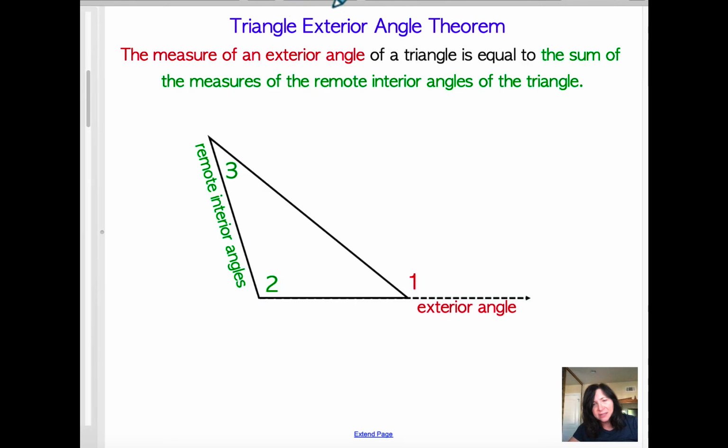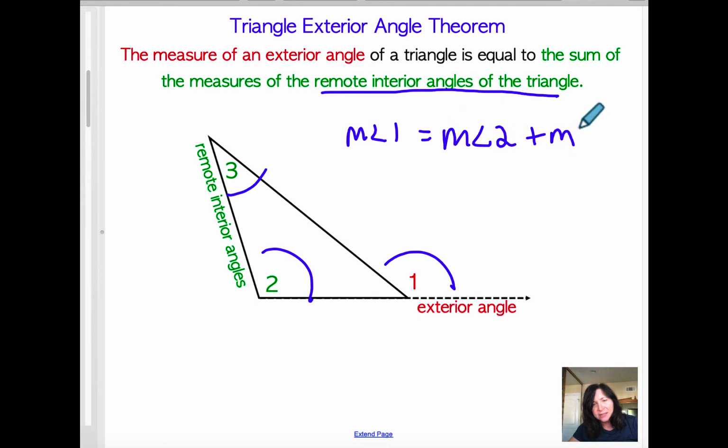So then we have something called the triangle exterior angle theorem. This is very important. It means that the measure of angle 1 equals the sum of the two remote interior angles. Remote meaning away from, not next to, but away. This angle here would be next to, so that's not the angle I want. They're saying angle 1 is equal to the sum of the two remote interior angles, so the measure of angle 2 plus the measure of angle 3. So that's what the exterior angle theorem says.